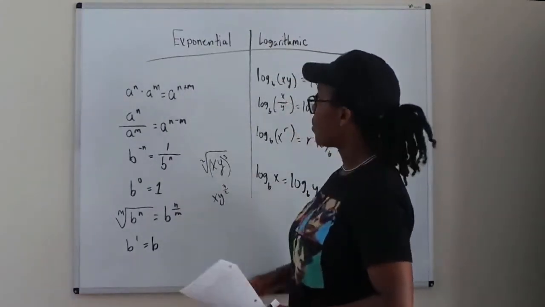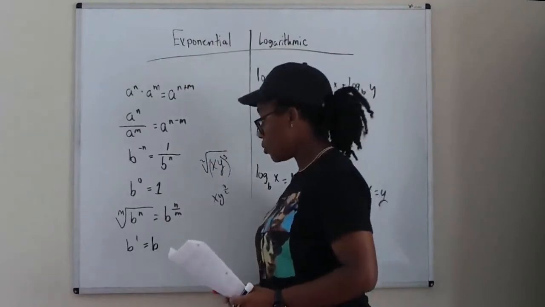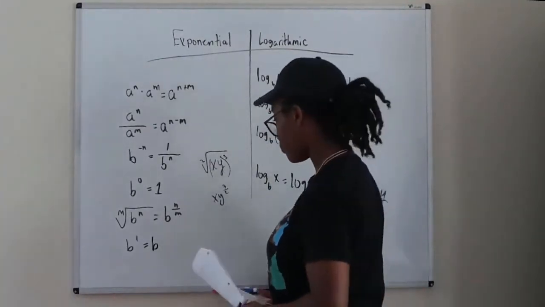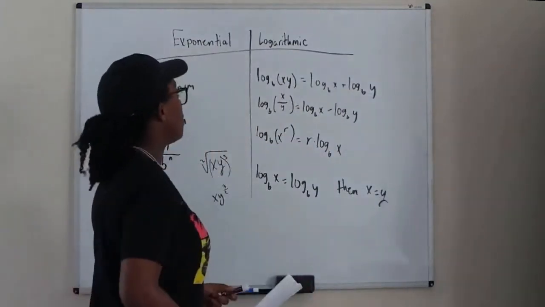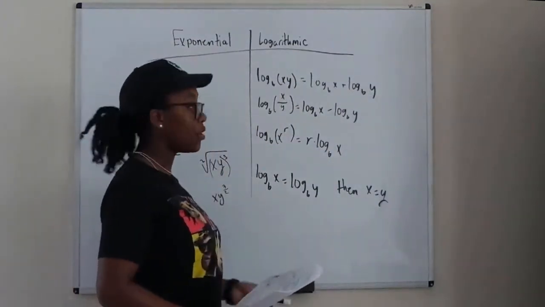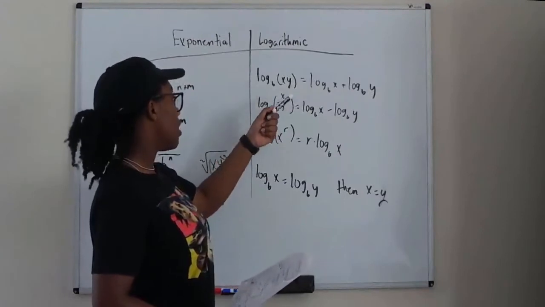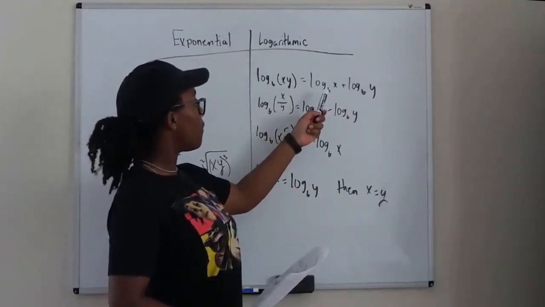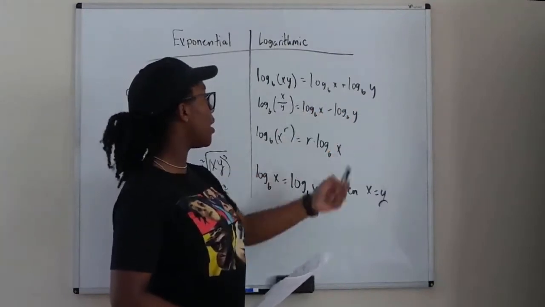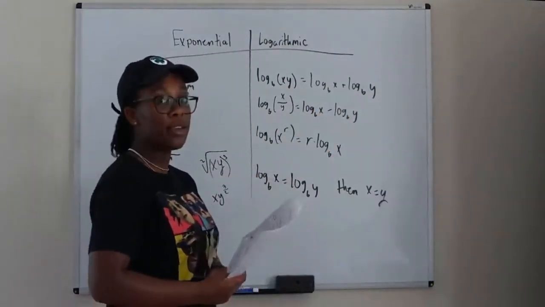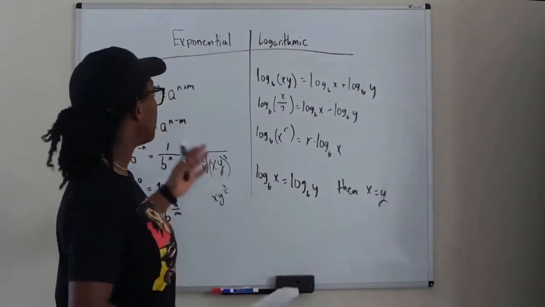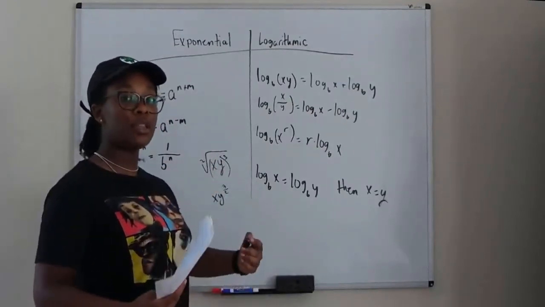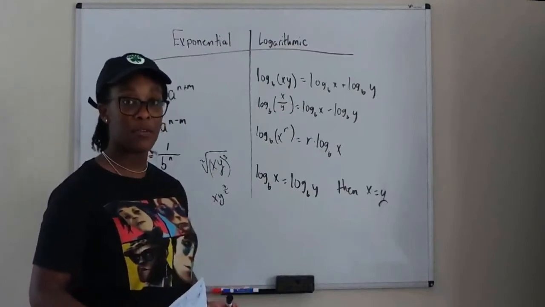And then the last one for the exponential rules is anything raised to the first power is just itself. Okay, so these are the logarithmic rules. Log base b of xy is just equal to log base b of x plus log base b of y. It's really nice in both of these instances, if it has the same base, then you can do a lot more than if it has different bases.